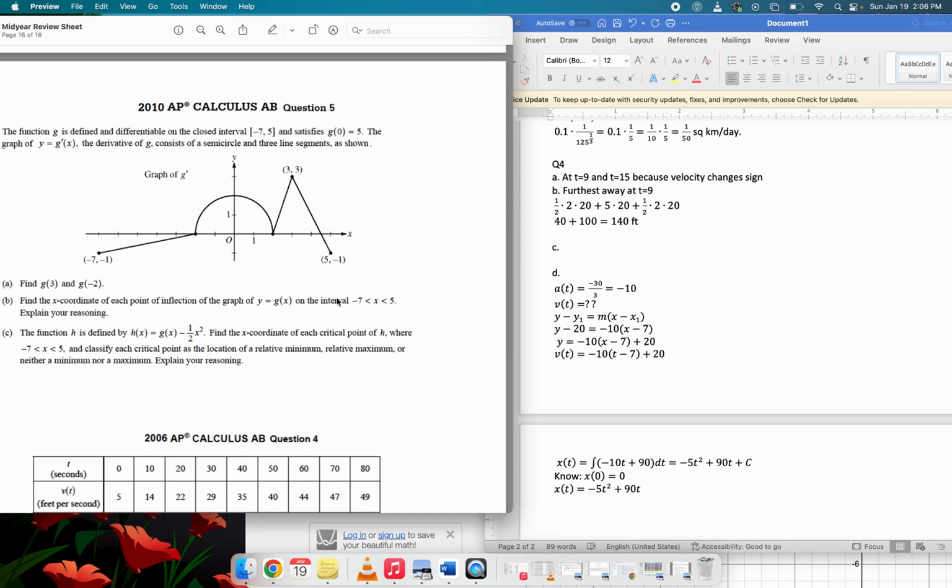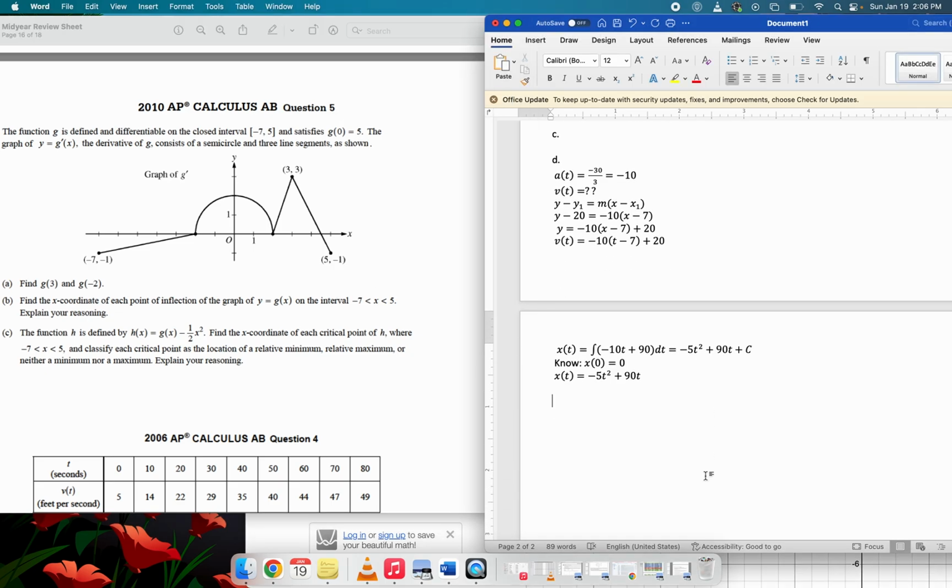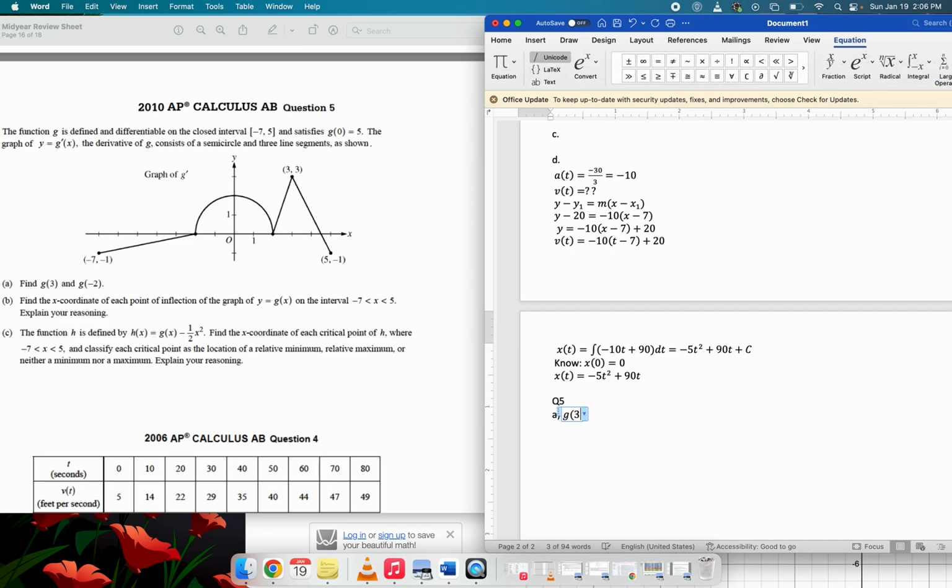Oh, this looks like an integral as net change problem if I've ever seen one. Okay. This is question 5. The function g is defined and differentiable on the closed interval negative 7 to 5 and satisfies g of 0 as 5. The graph of y equals g prime, the derivative of g, consists of a semicircle and 3 line segments as shown. Part A, find g of 3 and g of negative 2. Yeah, this is just like later value, earlier value, net change, that sort of thing, right? So I can say g of 3 equals g of 0 plus the integral from 0 to 3, g prime of x dx.